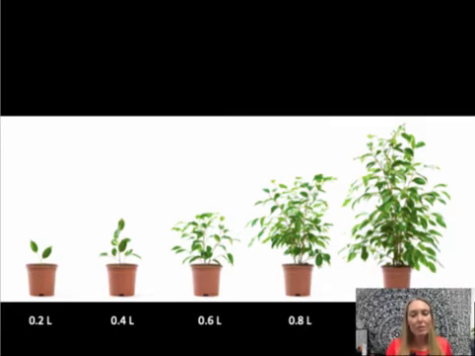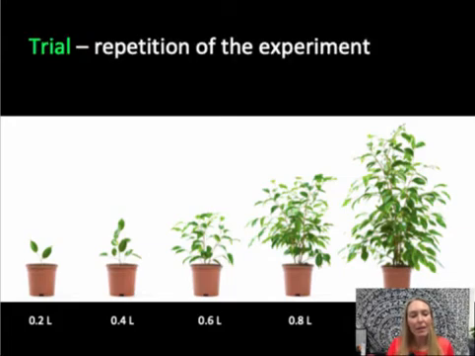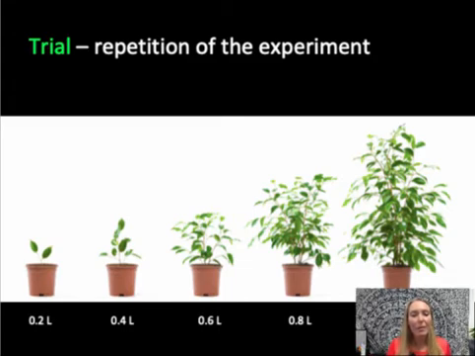To make sure our results are reliable, scientists may run many trials of the experiment. A trial is just a repetition of the experiment. We should probably do many trials within each of these groups. For example, maybe we give 5 different pots 0.2 liters, and 5 pots 0.4 liters, and 5 pots 0.6, etc. I'm going to average out all the 0.6 liter pots because that'll give me a more accurate measurement of how water affected the height of the plant.